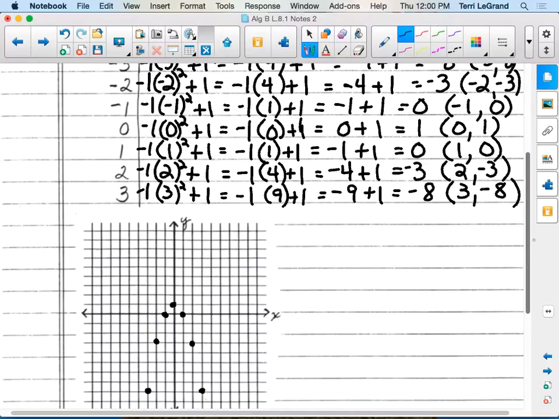And once you're done, if you don't want to look up here, you can go back to your table on your graphing calculator. You can check out all your points there. Look for the x value and see if you got the correct y value.